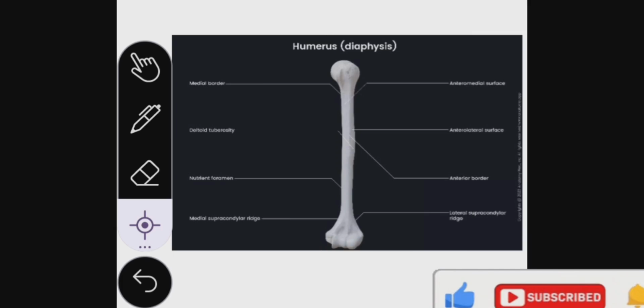And then it has muscles that are attached. The muscles that are attached to the humerus are the rotator cuff muscles, the deltoid muscle, the biceps, the triceps. All of these will be completely discussed when we discuss muscles of the upper limb.